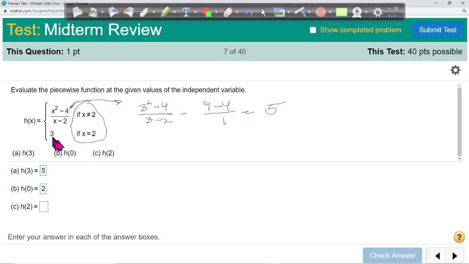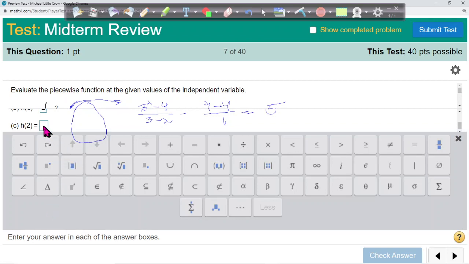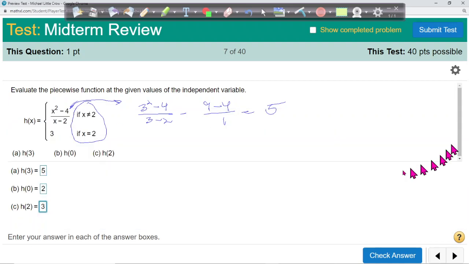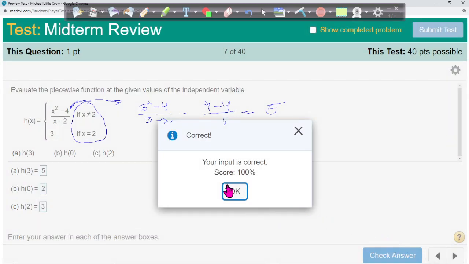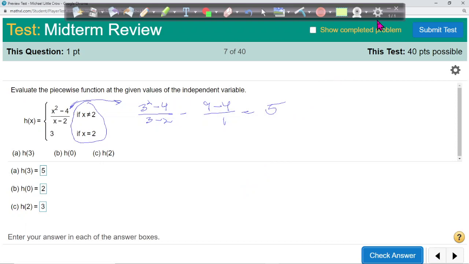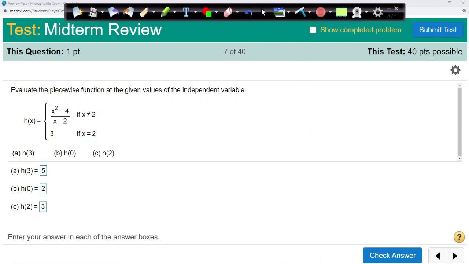If you want, it's x to the 0, but they're just giving us a value. Okay, so we'll go ahead and check that answer, and it's correct. So with piecewise functions, always check which piece you use first, and then you only use one piece for each input. That's what makes it a function.